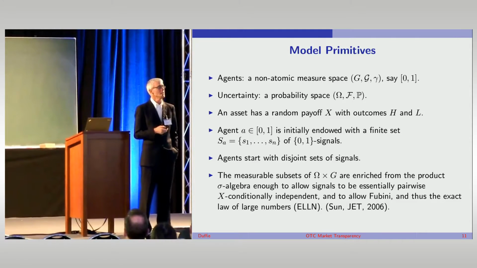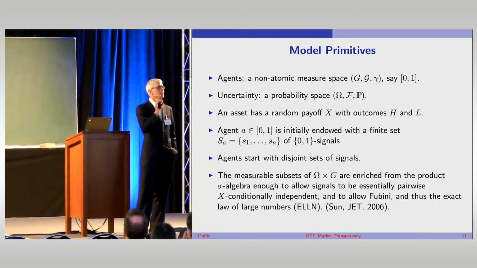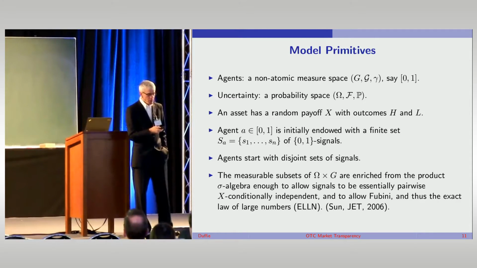Kolmogorov showed that you can't do that if you try to assume product measurability of the agent space and the probability space. So we're going to ditch product measurability. We're going to throw that out the window. We're going to add a little bit more to the sigma algebra on the set omega of states of the world, and the set 0, 1 of agents. So we're going to add enough measurability that we can use the law of large numbers.